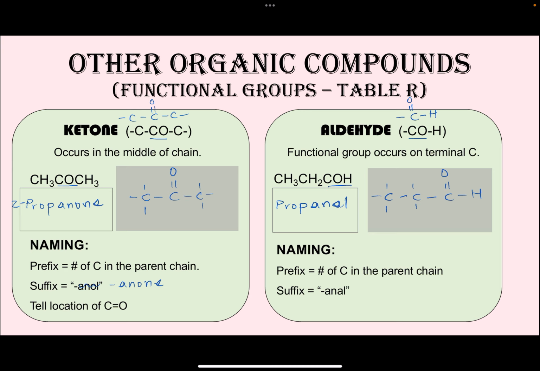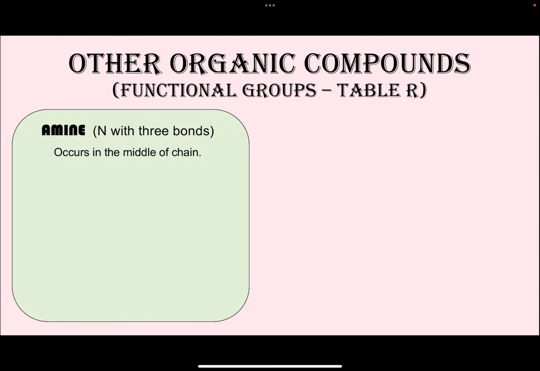Okay, so the last 2 types of organic compounds that we have are amines. Amines have a nitrogen with 3 bonds, and they normally occur in the middle of the chain. So here we see that we have 3 carbon atoms, so carbon number 1, 2, and 3. Now notice how the NH3 in the condensed formula is written right after the second carbon. However, you cannot disconnect the carbon chain to make the nitrogen in the middle of the carbon chain.